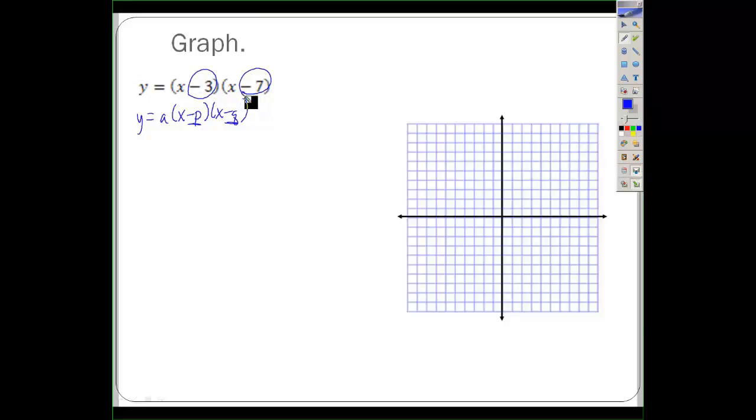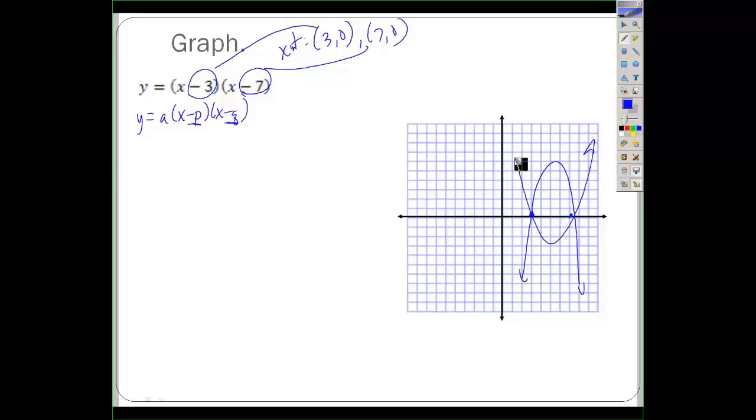Those are the x-intercepts. So I'm going to go over to my graph, and remember, the x-intercepts will be at the points positive 3, 0 and 7, 0. They're the opposite of what you think. I'm going to go ahead and graph them right away: 3, 0 and 7, 0, right there. Now, as of right now, I'm going to do a little sketch here. Don't draw this on your paper. I know that my parabola either goes like this somehow, or it goes like this somehow. My a value is going to tell me which way it goes.